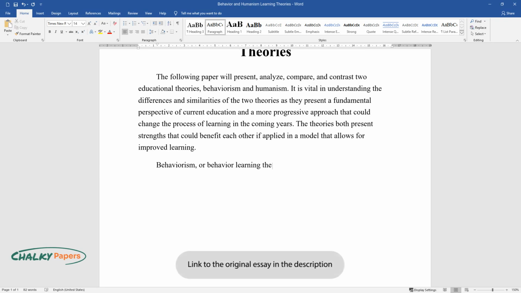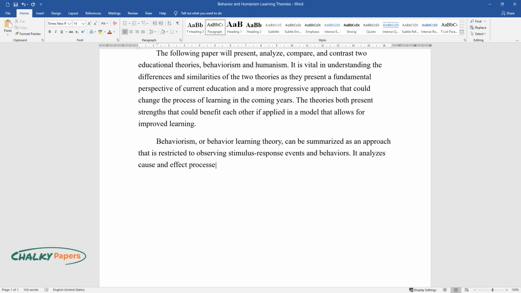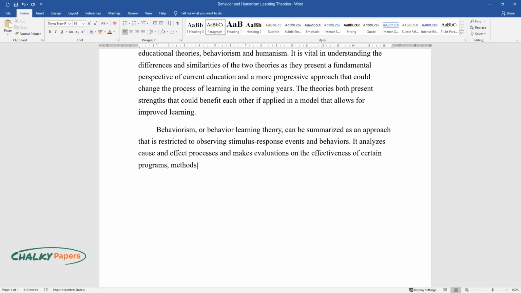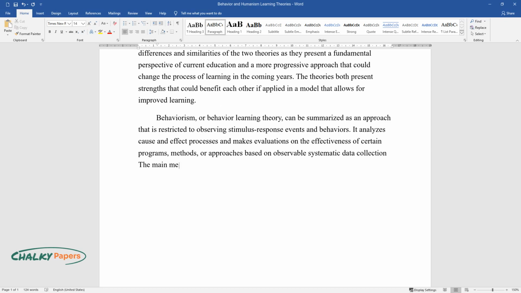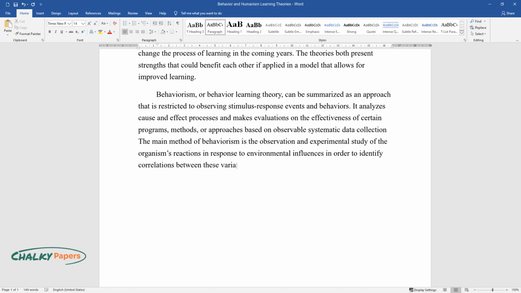Behaviorism, or behavior learning theory, can be summarized as an approach that is restricted to observing stimulus-response events and behaviors. It analyzes cause and effect processes and makes evaluations on the effectiveness of certain programs, methods, or approaches based on observable systematic data collection. The main method of behaviorism is the observation and experimental study of the organism's reactions in response to environmental influences in order to identify correlations between these variables that are accessible to mathematical description.